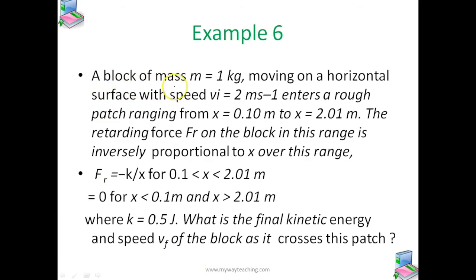So the problem is: a block of mass m equal to 1 kg moving on a horizontal surface with speed vi equal to 2 meter per second enters a rough patch ranging from x equal to 0.1 meter to x equal to 2.01 meter. The retarding force Fr on the block in this range is inversely proportional to x, where Fr is given by minus k by x for x ranging from 0.1 to 2.01 meter, and Fr is equal to 0 for x less than 0.1 meter and greater than 2.01 meter. Here k is given by 0.5 joules. So what is the final kinetic energy and speed vf of the block as it crosses this patch? Okay, that is the question.